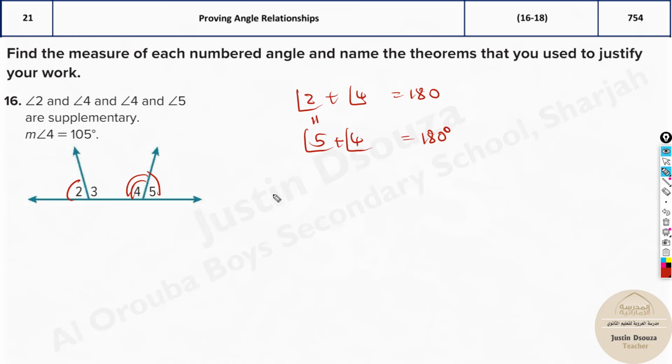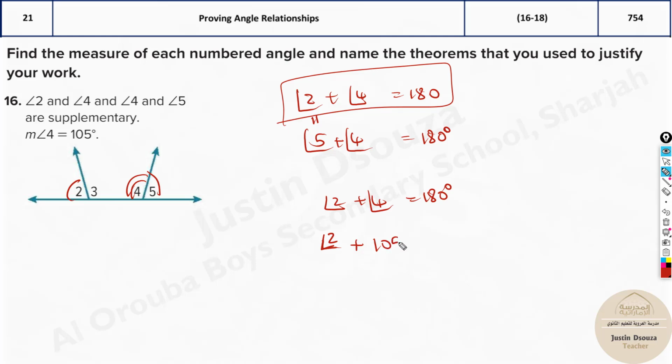So this is the thing, and they have told us the measure of angle 4 is 105. So we have to find each numbered angle. Let's start with the first one. Let's use this relation, angle 2 plus angle 4 equals 180 degrees. And let's substitute what we know. Angle 2 is unknown, plus angle 4 is known to be 105, so it's equal to 180 degrees. Take this to the other side, it'll be 2 equals 180 minus 105, that is 75 degrees. That is the measure of angle 2.